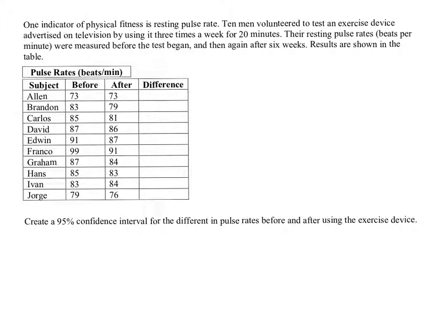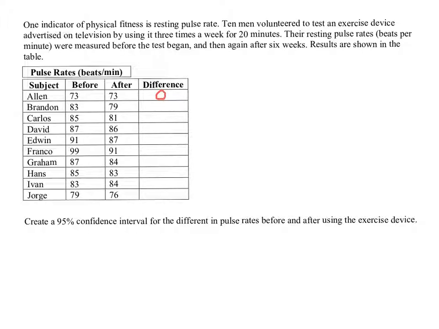So remember, with paired t-tests, we don't really care about the original data. We only care about the differences. So you could put the data in L1 and L2 and then subtract them in L3. On this one, it looks easy enough to just subtract it mentally. So I'm going to do after minus before. That way, if it's positive, it shows improvement.